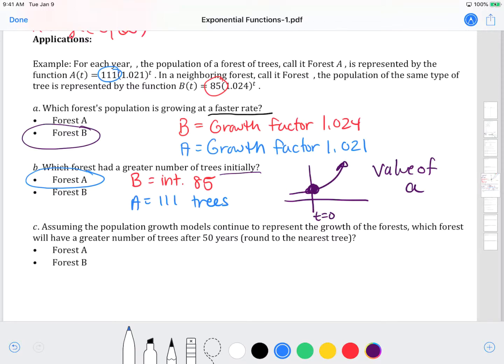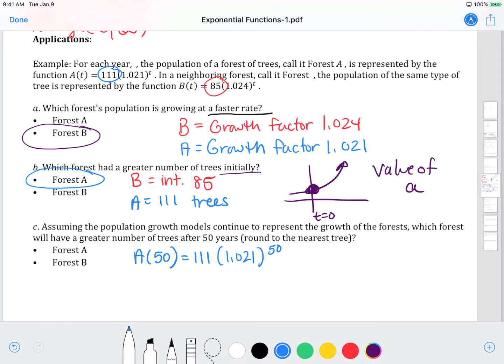And in part C, it says, assuming the population growth model continues to represent the growth of the forest, which forest will have the greater number of trees after 50 years? So we want to see how many trees each forest has in 50 years so we can determine which one has more trees. I'm going to plug in 50 for t in forest A's formula, and raise that to the power of 50.